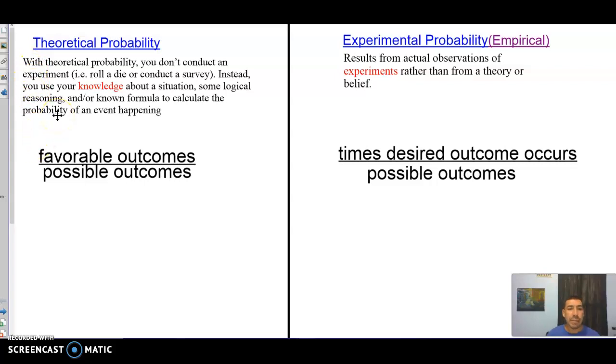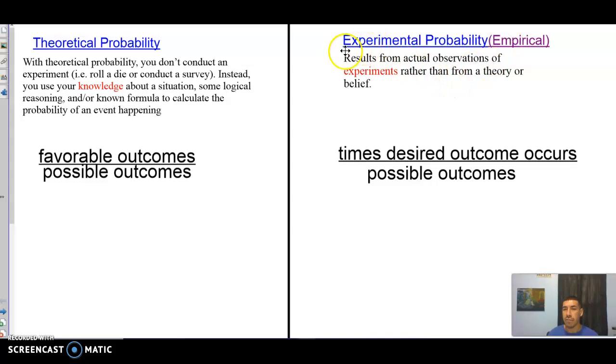With theoretical probability, you don't conduct an actual experiment. For example, rolling a die, conducting a survey, or selecting a card from a standard 52 deck of cards. You actually don't do the experiment, okay? Instead, you use your knowledge about a situation, some logical reasoning, and/or a known formula to calculate the probability of an event happening. Right below, I have the formula, which is favorable outcomes over possible outcomes. In a few minutes, I will explain the formula.